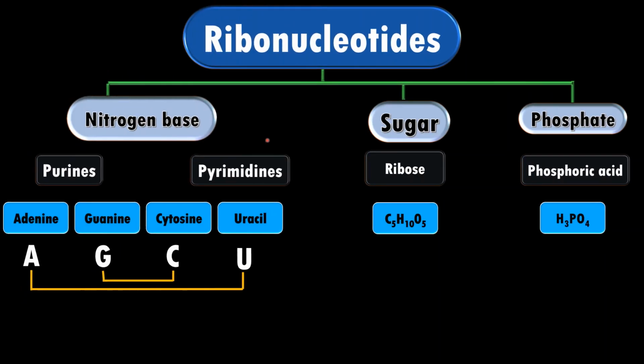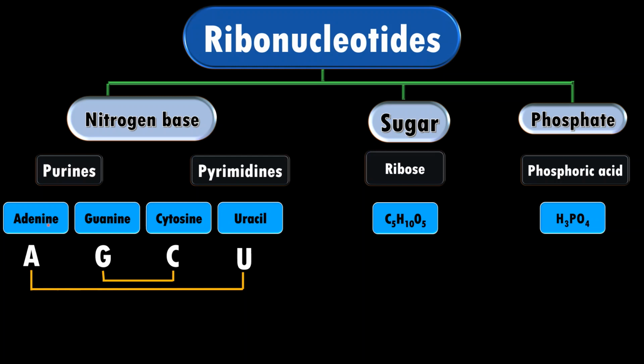Students, we know that RNA is made up of ribonucleotides. These ribonucleotides are in turn made up of three components: nitrogen bases, sugar and phosphate. We also know that nitrogen bases are of two types, purines and pyrimidines. Purines are of two types, adenine and guanine. Pyrimidines in case of RNA are cytosine and uracil.